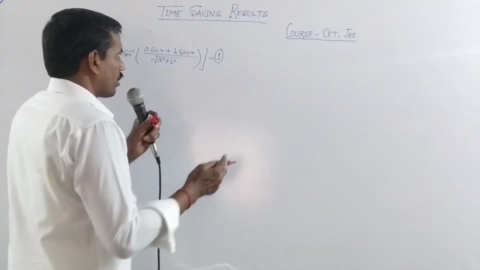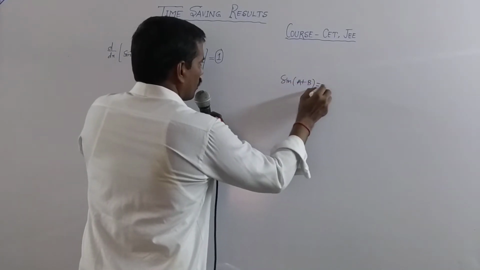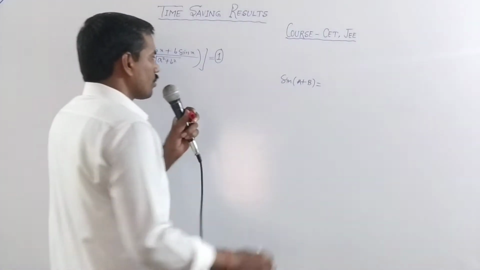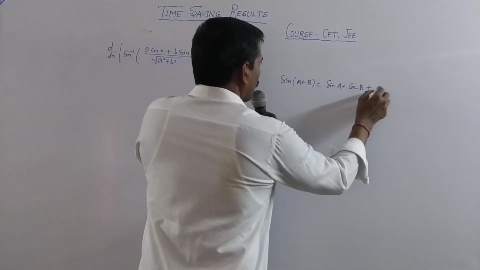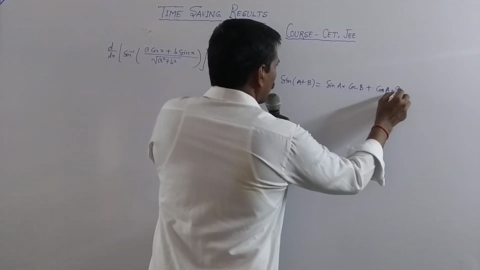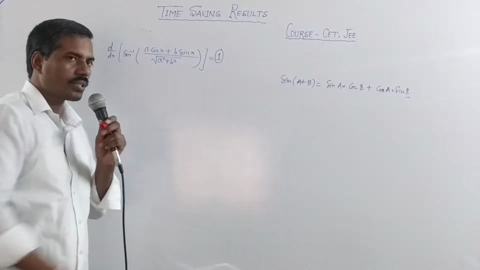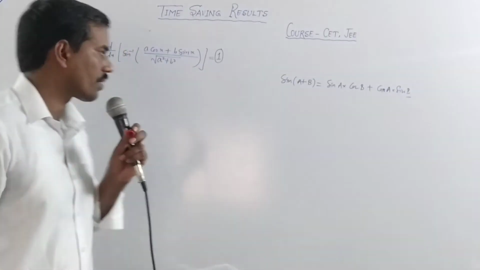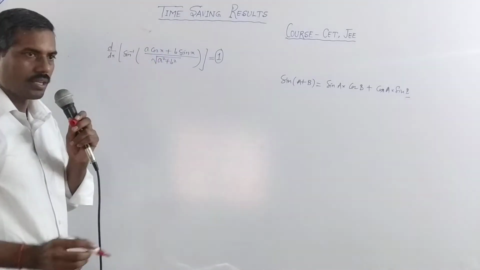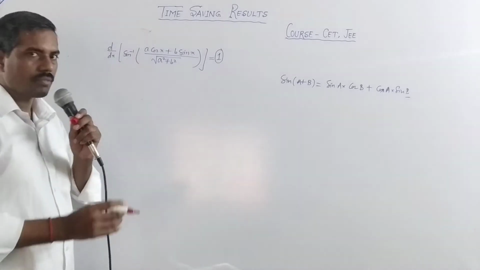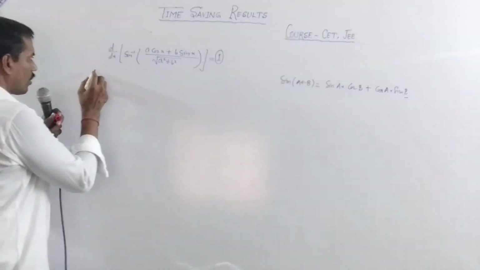Students, we know the formula of sine of a plus b. This is equal to sine a into cos b plus cos a into sine b. We have to use that format because there are two terms in the numerator. If we distribute the LCM with both terms, we get this, which is our proof.